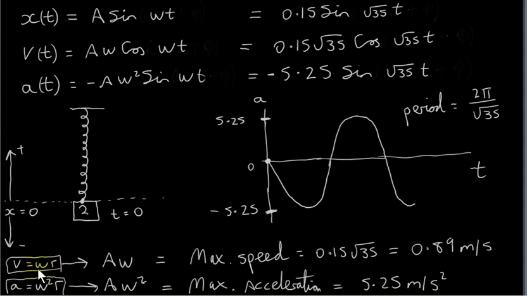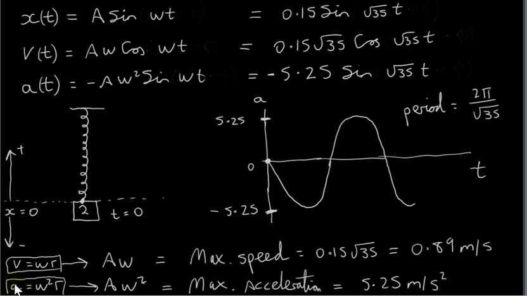For uniform circular motion, the speed of the point is omega times r, where omega is the angular speed of the point and r is the radius of the circle. So in this situation, the projection circle has a radius equal to the amplitude A. That's 0.15, so we multiply 0.15 by root 35, this value here, which is approximately 0.89 meters per second. So that's the maximum speed of the mass that's oscillating.